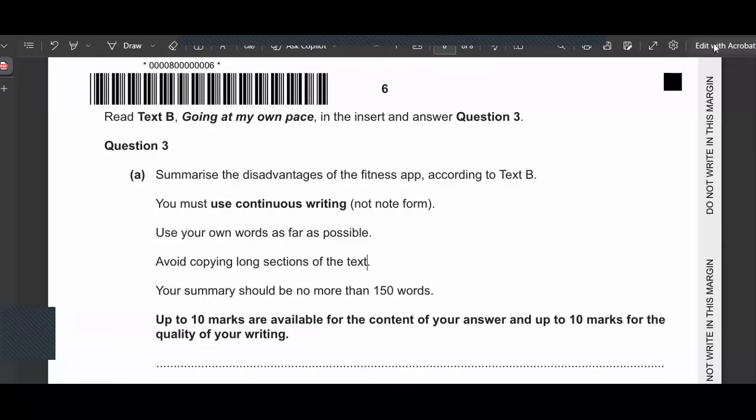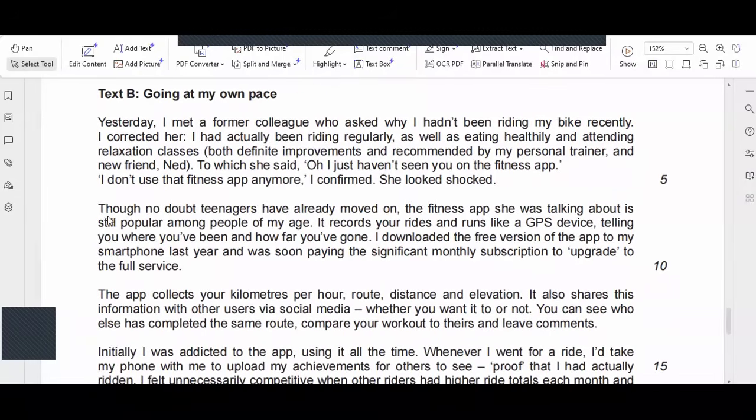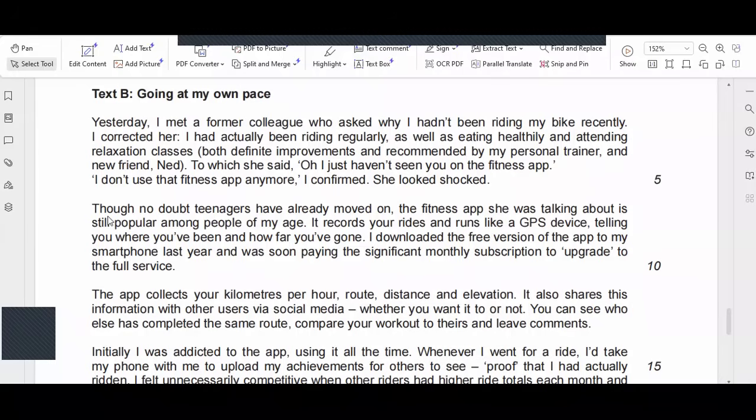That means that we are just going to quickly pick up all the disadvantages of the fitness app. So the text says that yesterday I met a former colleague who asked why I hadn't been riding my bike recently. I corrected her. I had actually been riding regularly as well as eating healthily and attending relaxation classes, both definite improvements and recommended by my personal trainer and new friend, Nat.